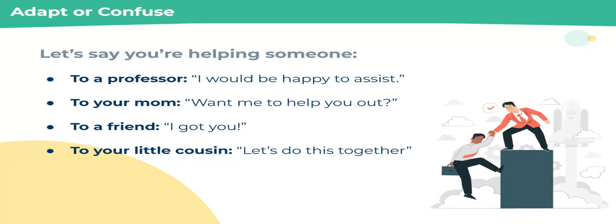So adapt or confuse. Okay, so let's say you're helping someone. To a professor, I would be happy to assist. To your mum, want me to help out? To a friend, I got you. To your little cousin, let's do this together. Okay, so we're using slightly different language to help someone depending on who that person is. A professor, I would be happy to assist. Your mum, want me to help you out? A friend, I got you. To your little cousin, let's do this together.